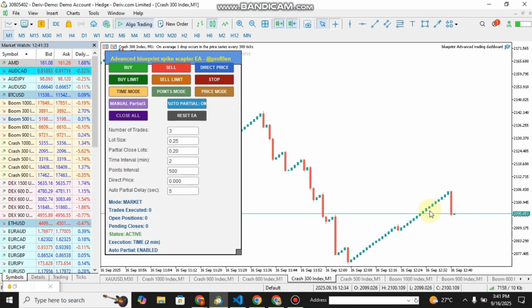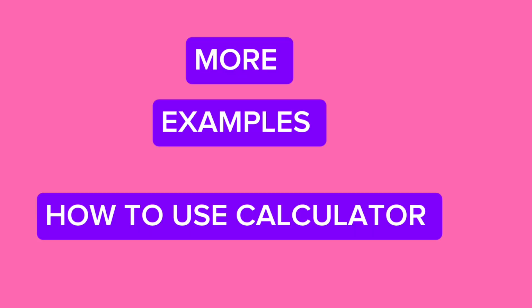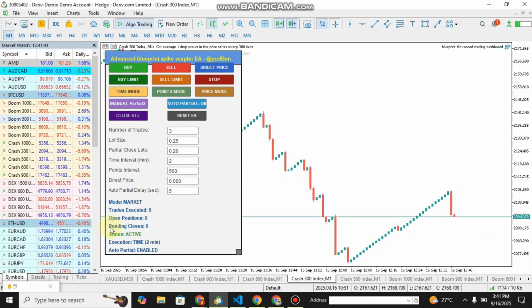You can see there were 2 smaller spikes, even if it didn't go to the first position where it was. Any lot size you want, even if it's 0.01 in Boom and Crash, you can execute with this dashboard. So I tagged the video on how to use this dashboard down below.